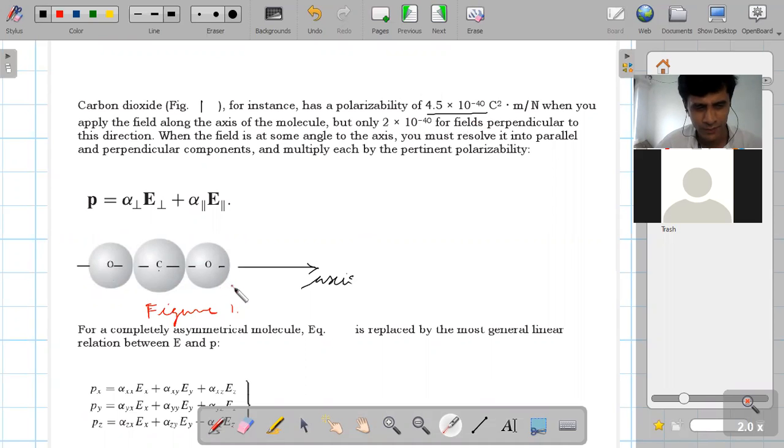And when the field is at some angle to the axis, we will take one more example. Therefore, this total field is divided into 2 parts: one along the parallel, and one along the perpendicular. Here I will write that the total component of the field is divided into 2 parts.